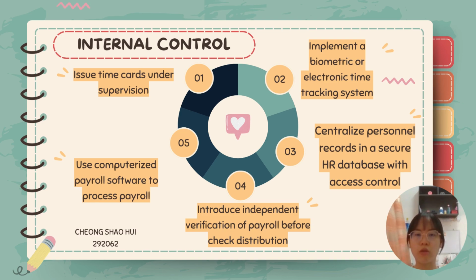Finally, payroll is manually prepared using time cards and personnel forms. This increases the chance of calculation errors. The solution is to adopt computerized payroll software. This can automate wage, tax, and deduction calculations, minimize errors, and offer an audit trail. It also improves efficiency and ensures accurate, timely payments.